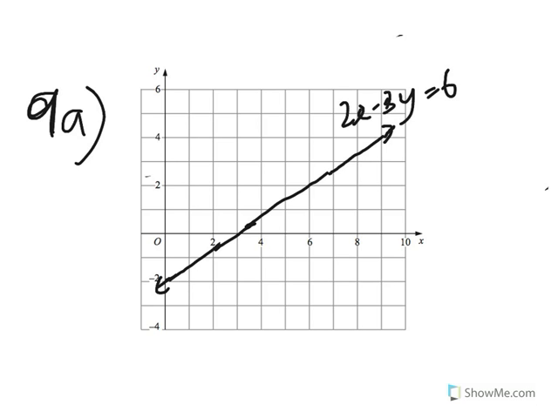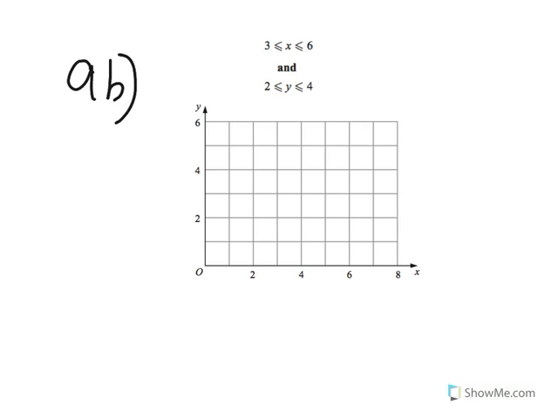Okay, 9b. You're given a list of inequalities and you're being asked to label the region which satisfies all these inequalities on this graph. First of all, I'm going to split all of these inequalities so that it makes it easier to understand. They're two component inequalities, so this can be split into 3 less than or equal to x, and x less than or equal to 6, sorry.